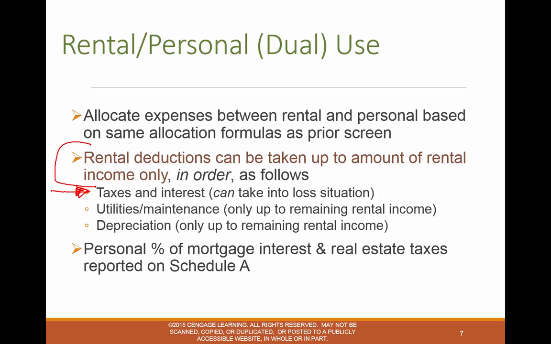Most of you missed that on the test. OIH can't take you into a loss except for if it's what? Mortgage interest and taxes. If you've got a dual-use vacation home, you can't go into a loss unless it's taxes and interest. Why is that? Why are those two things allowed to take you into a loss with OIH, with vacation homes? Well, you get them anyways on your Schedule A.